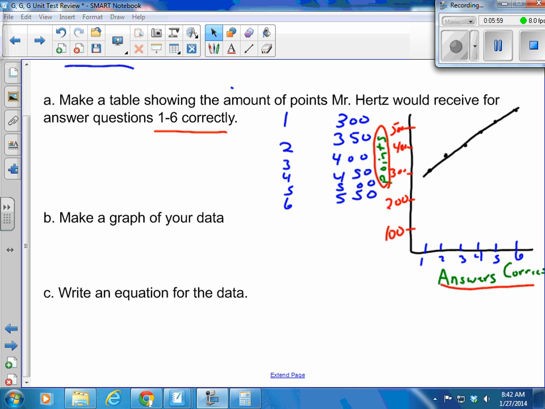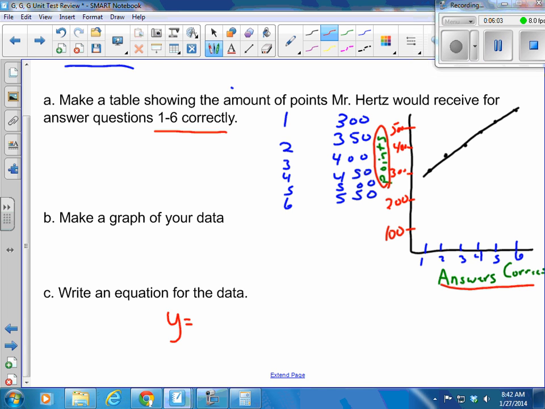So here's how it is a linear equation. Here's how we're going to start. It's y equals mx plus b. My y-intercept, again, where my graph starts, is 300. Now, here's where it gets a little bit tricky: my slope, or my rise, is 50. It goes up by 50 every single time. That's my slope and my rise.